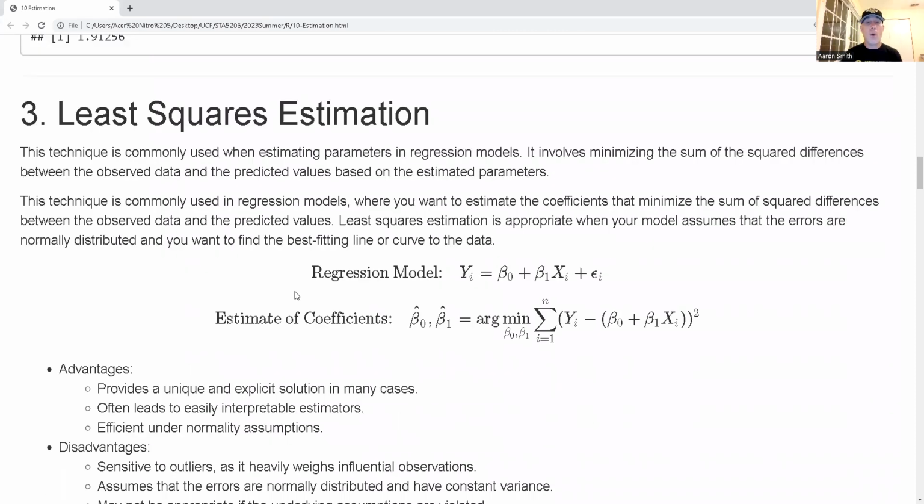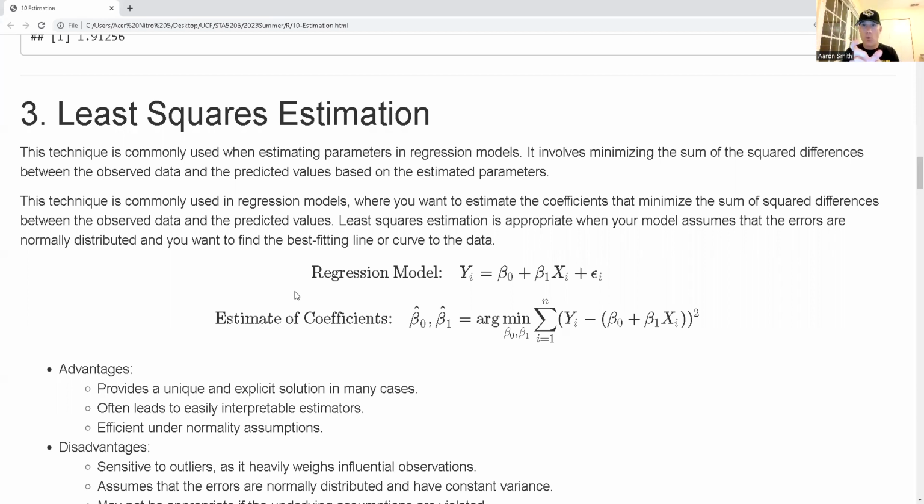All right, the next one I want to talk about is least squares estimation. Least squares estimation is where we set things up so that the deviation between observed and model, squared and added up, is as small as possible. What we're going to do is take the data value, subtract the value that the model says it should be, square it, and add them up.